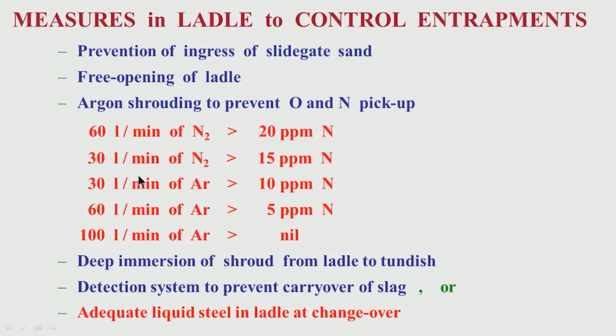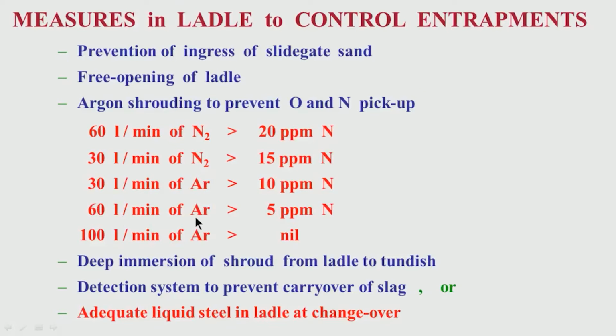Now, if instead of nitrogen you use 30 liters per minute of argon, still a small amount of nitrogen pickup is there, because 30 liters per minute of argon may not be adequate to control air ingress, and if air ingress is there, like oxygen, there will be some nitrogen pickup also. If you use 60 liters per minute of argon, this is a flow of argon. How much argon do we pass? It has been found out by experimentation. All these are important to note.